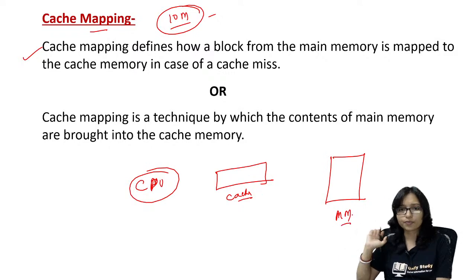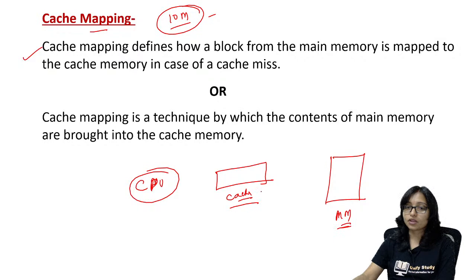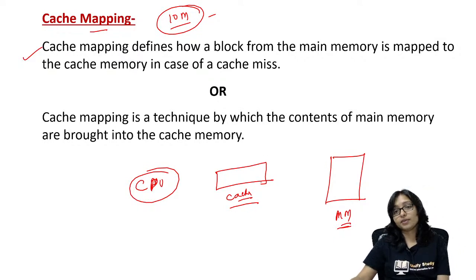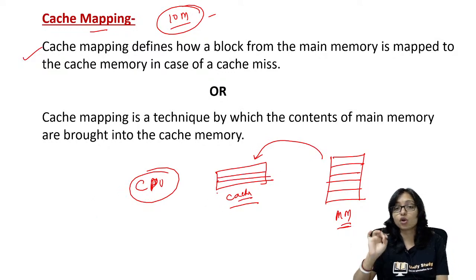Now, you know that the main memory size is always greater than the cache memory size. The problem is that the main memory can have lots of blocks, but at a time I cannot send all the blocks into the cache memory, because the cache memory size is smaller than the main memory.